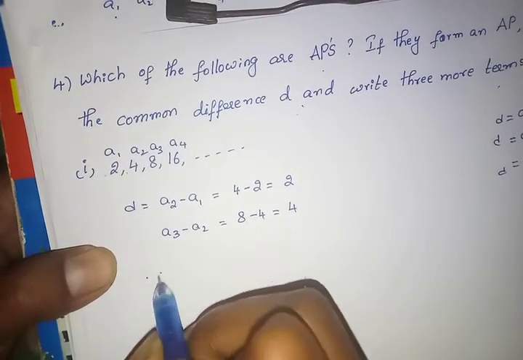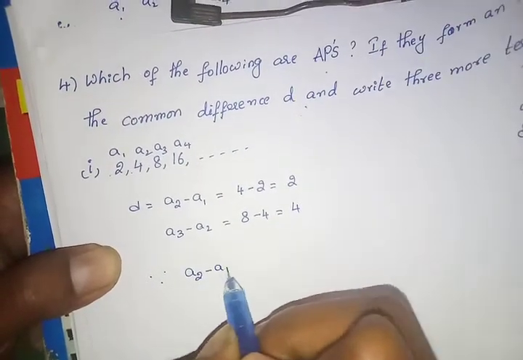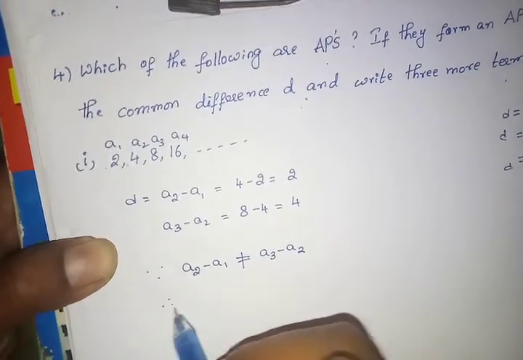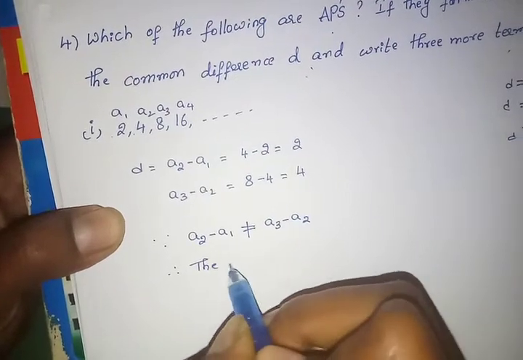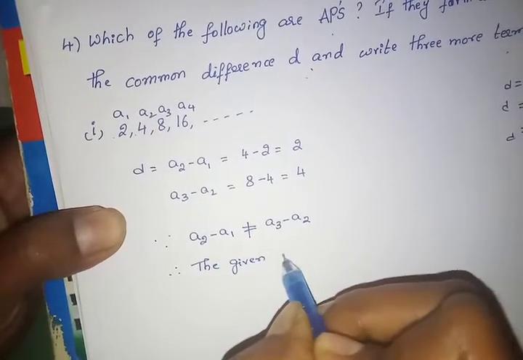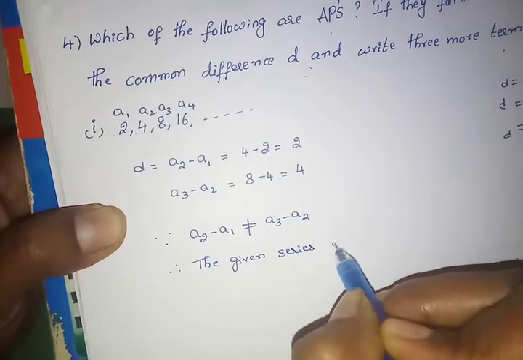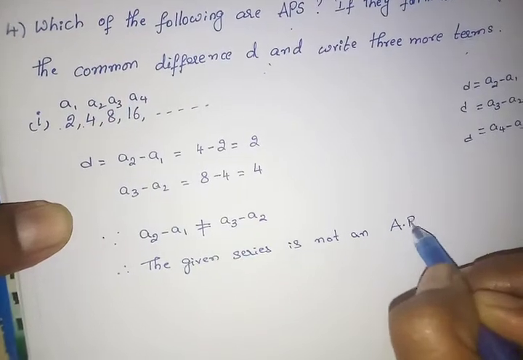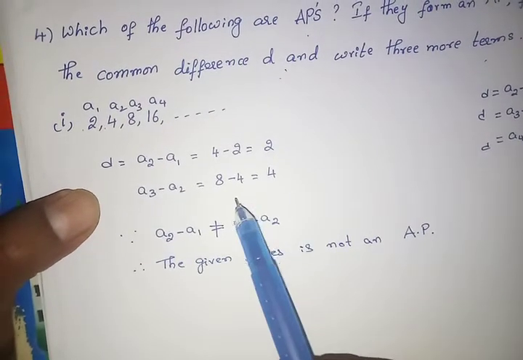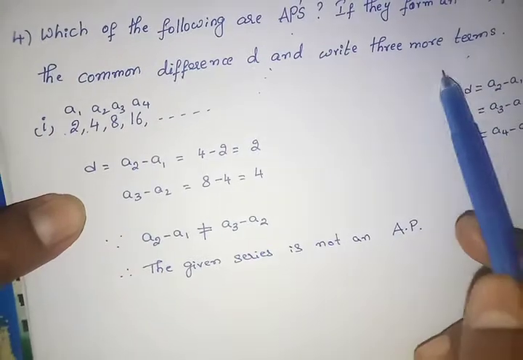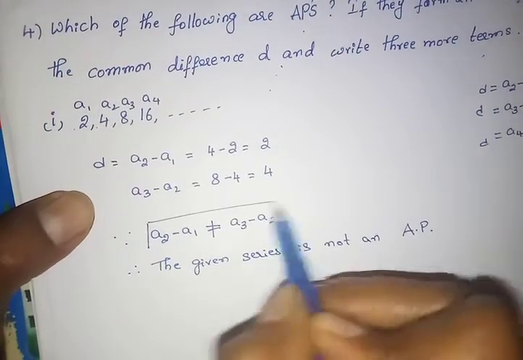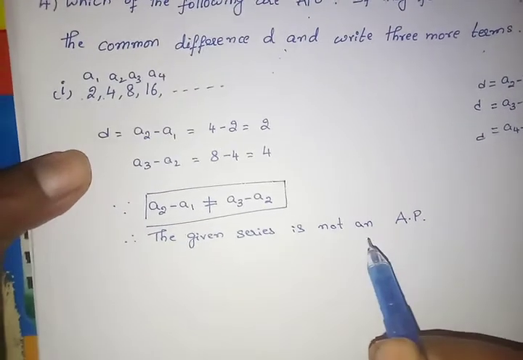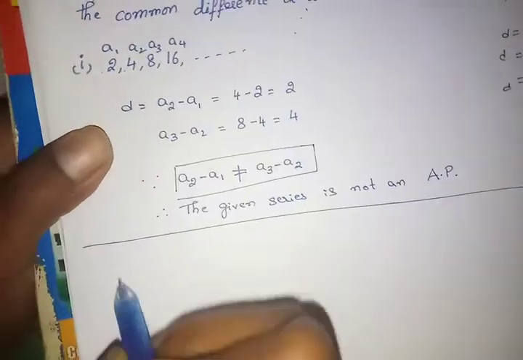No. Since a2 minus a1 is not equal to a3 minus a2, therefore, what can we say? The given series is not an arithmetic progression. Did you understand now? If they are equal, then we can find the common difference and 3 more terms. But these are not equal. So what can we say? The given series is not an arithmetic progression. Did you understand? Shall we go to the second problem?